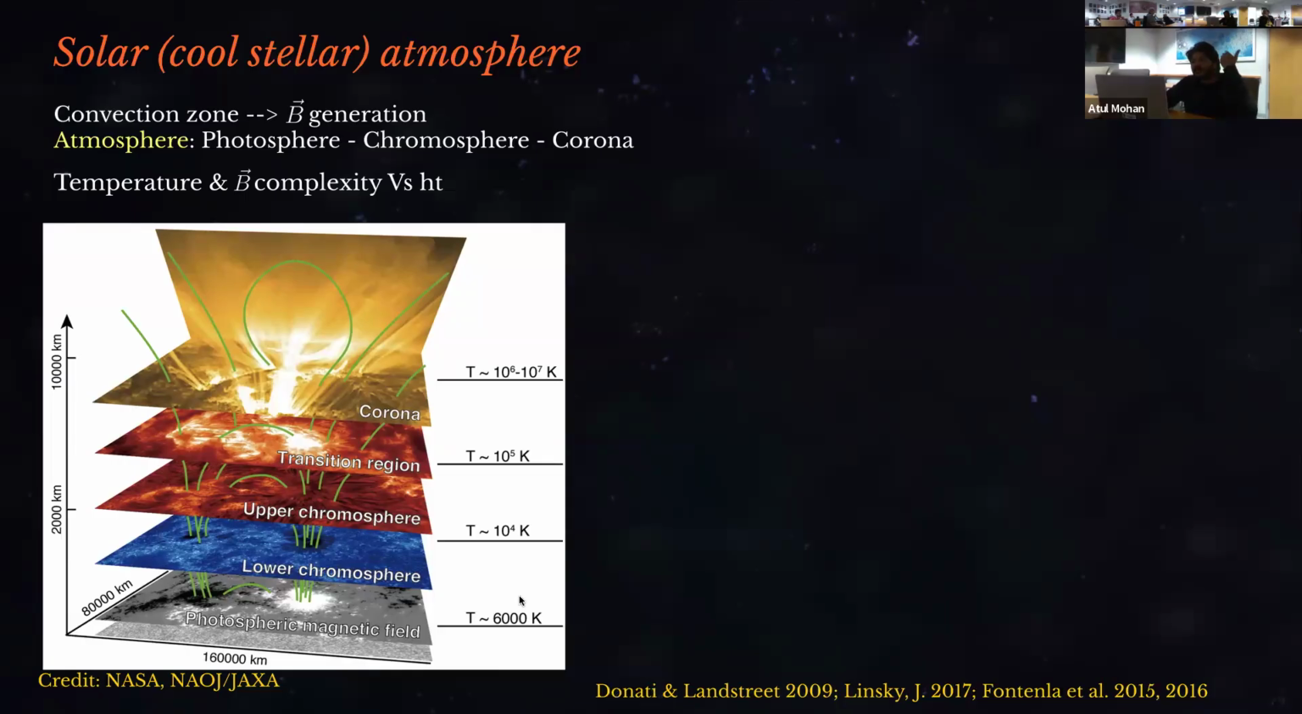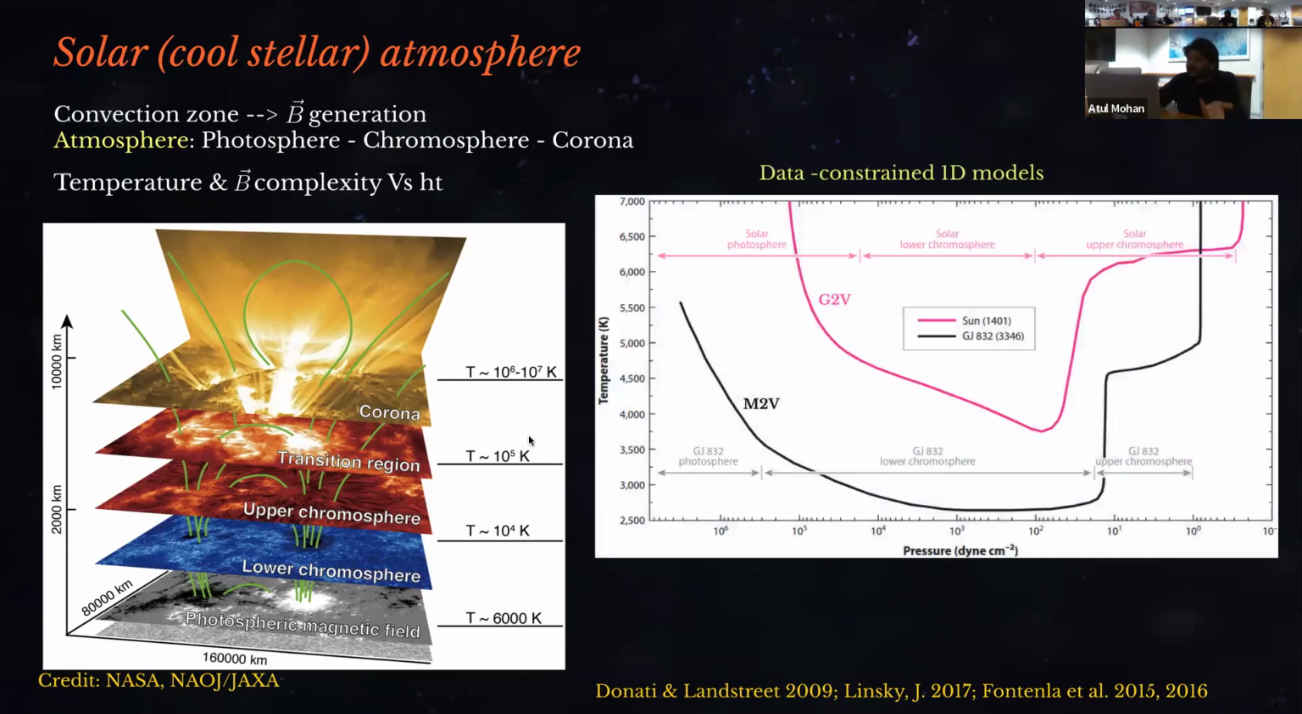And as you go to higher and higher atmospheric layers like the chromosphere and corona, the complexity of the magnetic field, as you can see, increases, giving rise to these flaring events, which are happening across these upper atmospheres from chromosphere to corona. And also, interestingly, the temperatures keep steadily rising as a result of this magnetic activity.